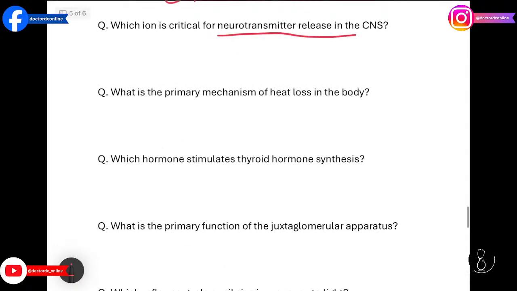The next question is which ion is critical for neurotransmitter release in the CNS, and the answer is calcium because it triggers synaptic vesicle exocytosis at neuronal synapses.